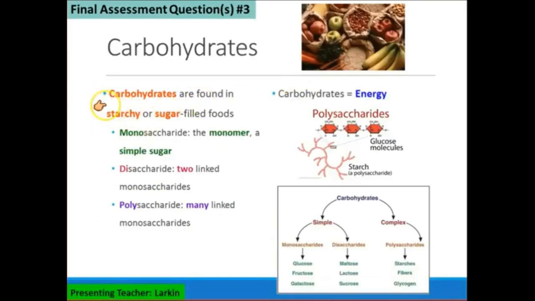Specifically, carbohydrates, these are found in starchy or sugar-filled foods. And remember, the monomer that makes up a carbohydrate is a simple sugar called a monosaccharide. It literally means single sugar. Mono meaning single, saccharide meaning sugar. So that's our monomer. If we link 2 of those together, it makes a disaccharide. If we get a whole bunch of those single sugars and link them together, that equals a polysaccharide. So again, don't forget carbohydrates. These are what give us energy.